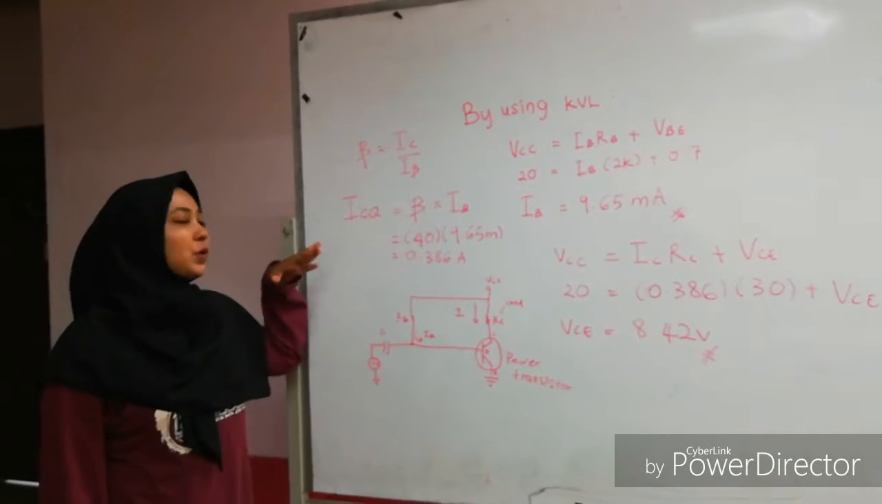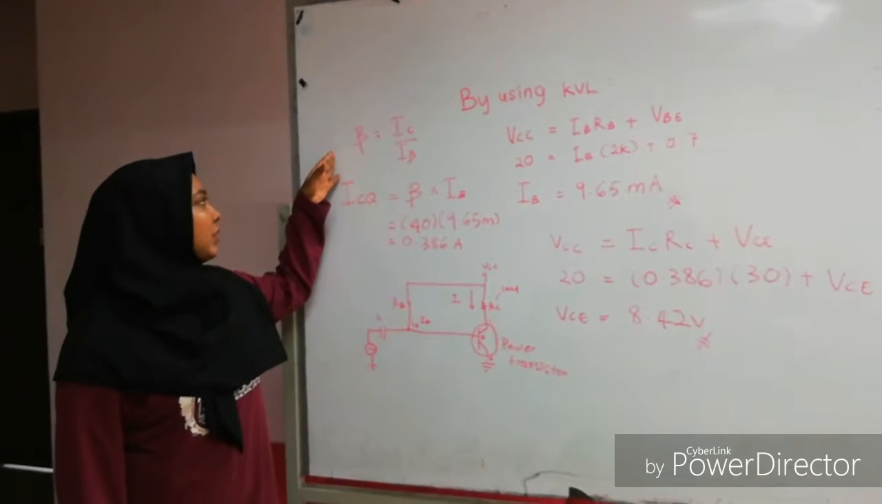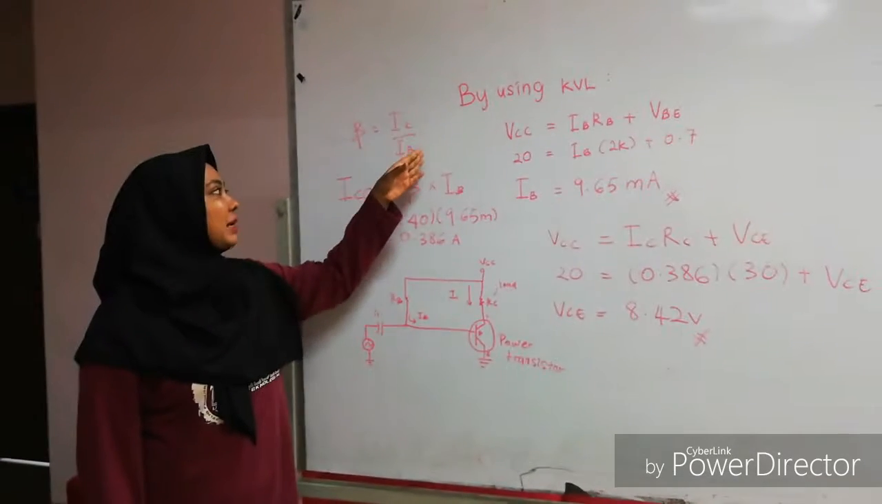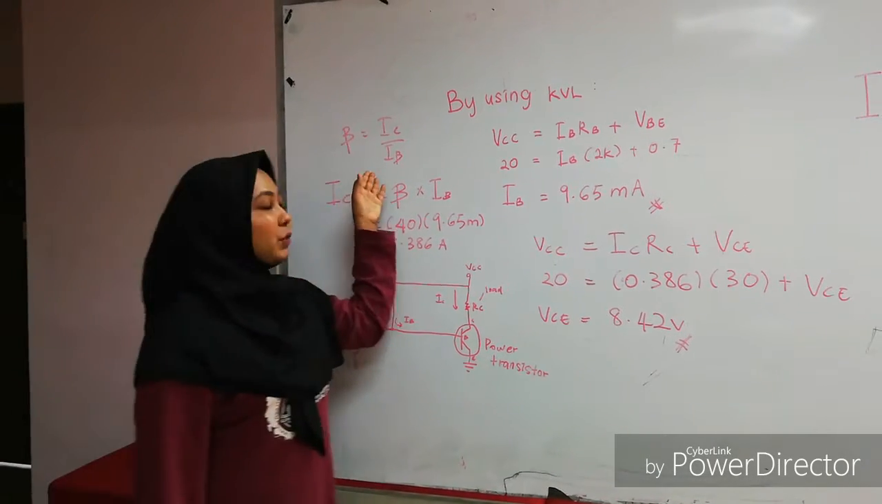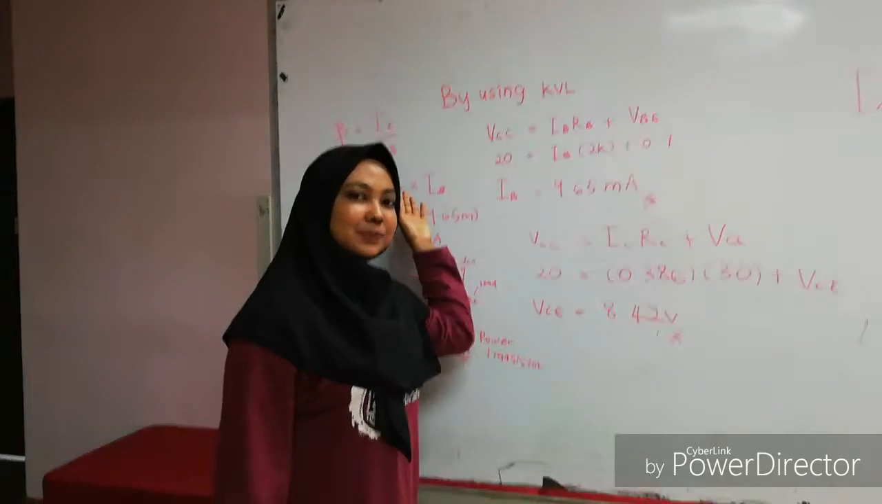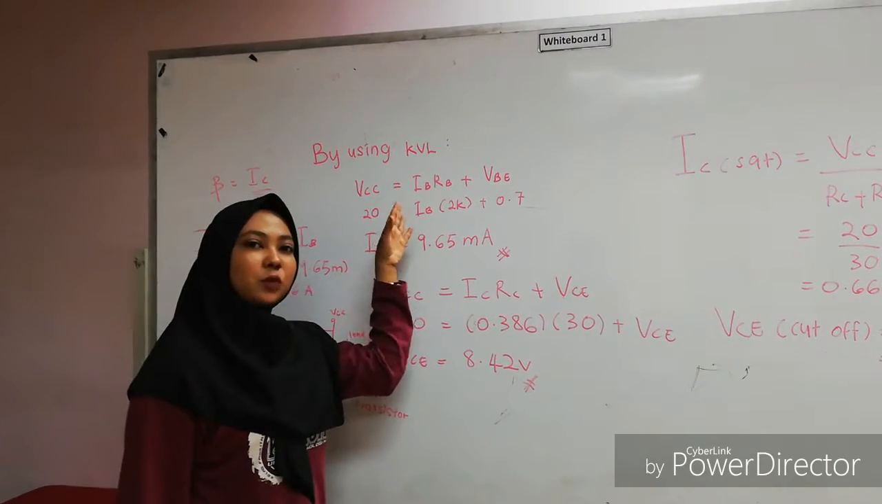To find the ICQ, we will use the derivation of this general beta formula, which is beta is equal to IC over IB. But in this case, we have no IB, and we need to find the IB first. To find the IB, we will use the Kirchhoff voltage loop.